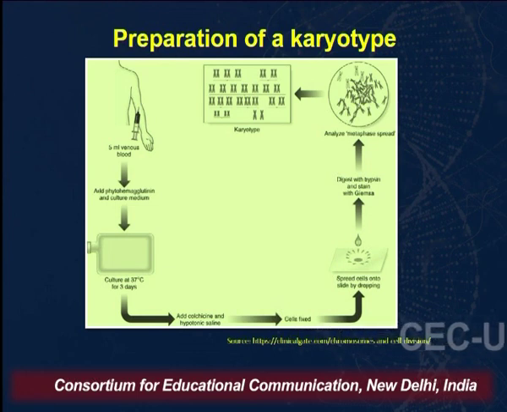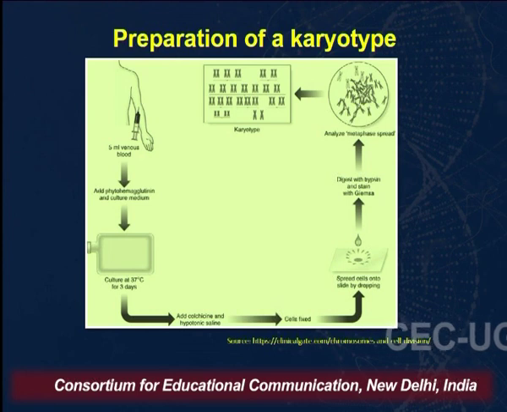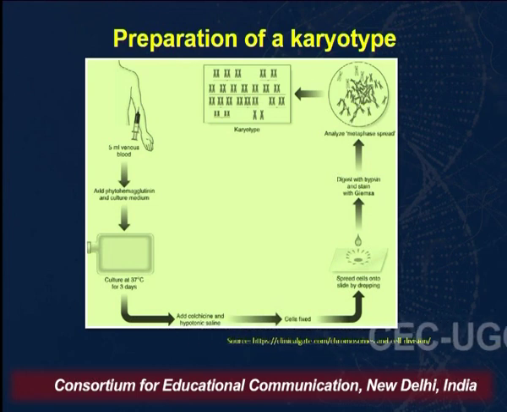Now, how exactly a karyotype is prepared is shown over here. The blood sample of the patient is taken, then it is treated and cultured over a period of time. After culturing, colchicine is added to the culture plates so that all the dividing cells stop at a single phase called the metaphase. The metaphase is used because chromosomes are best studied in the metaphase condition because of their condensation and compact structure.